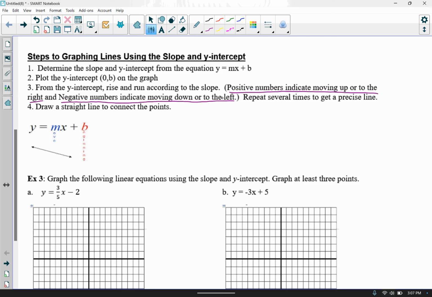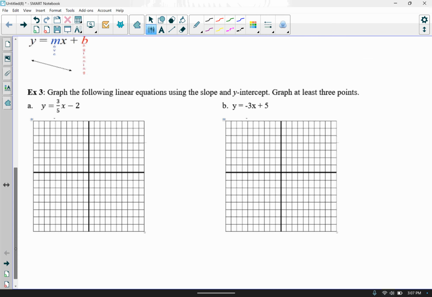Okay, so in example 3, I'm going to do letter A here with you, and then I'm going to flip it over and do C with you, and then let you try the other two on your own. Okay, so the first thing that you do with these problems, it wants you to graph using slope-intercept form. It does say to graph at least 3 points, and I think we should be able to do that here with these problems.